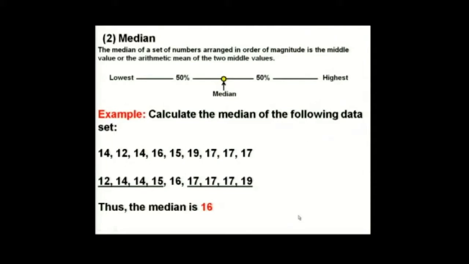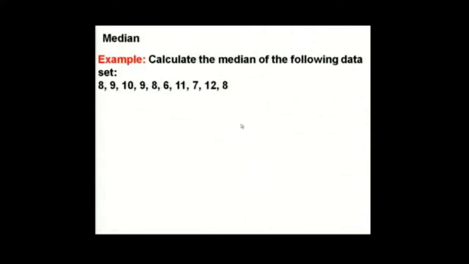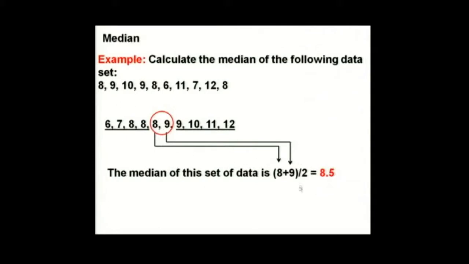Now, if we have an even number of observations, like this one here, and we arrange the data in ascending order, we will actually have two values in the middle instead of one value. In this case, we calculate the average of these two values, and that will become the median of this data set.